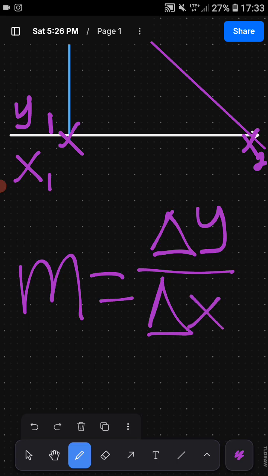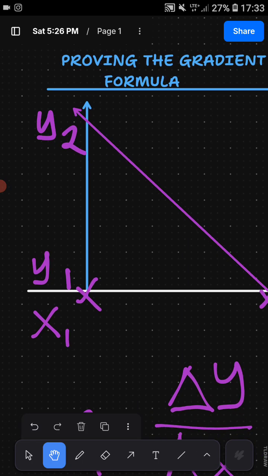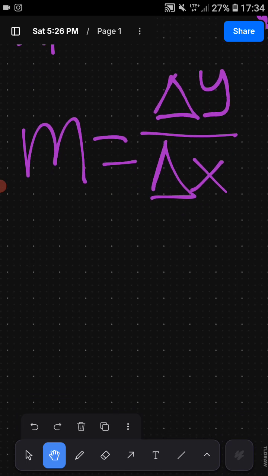Now, what does change in the vertical side and change in the x side represent? Now, the vertical side is the y-axis. So let's say the y-axis starts from a point y1 and ends at point y2. So to move from this point to this point, what is the change? The change in position. What is the change in distance? Now that will be given by delta y.